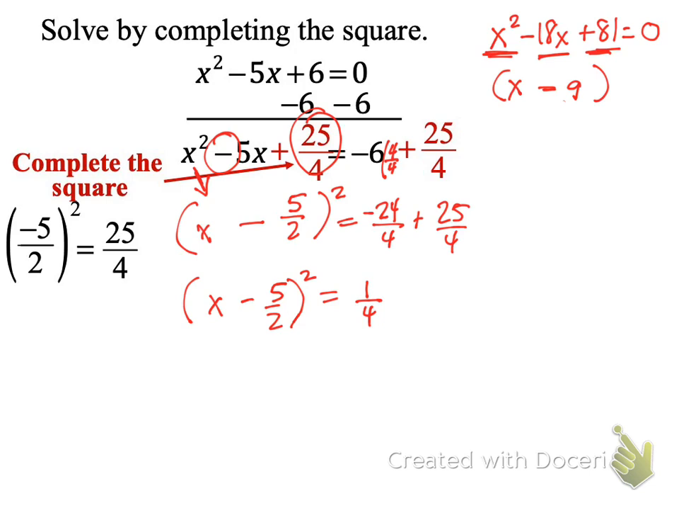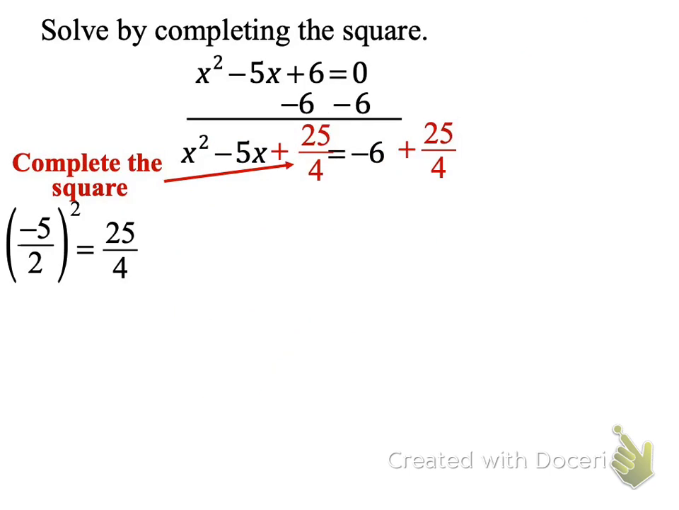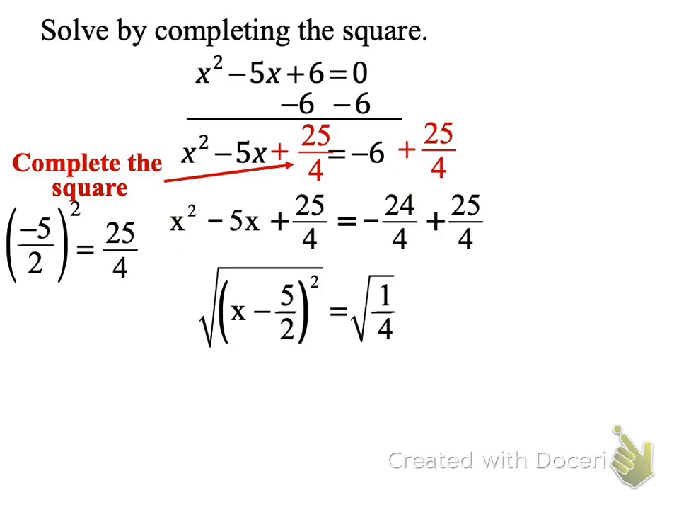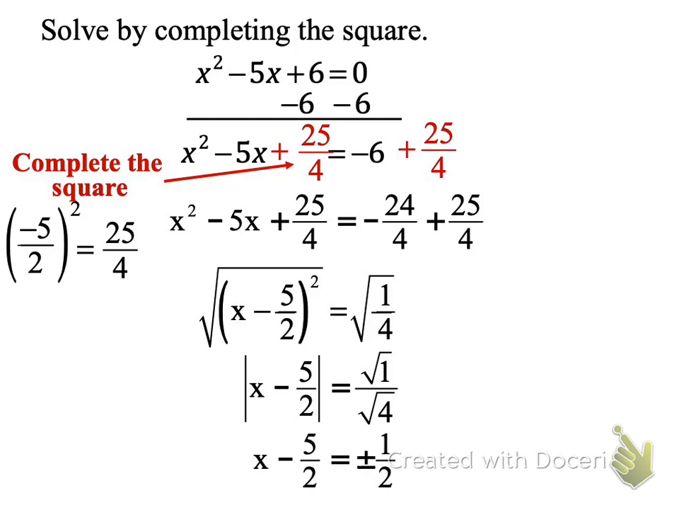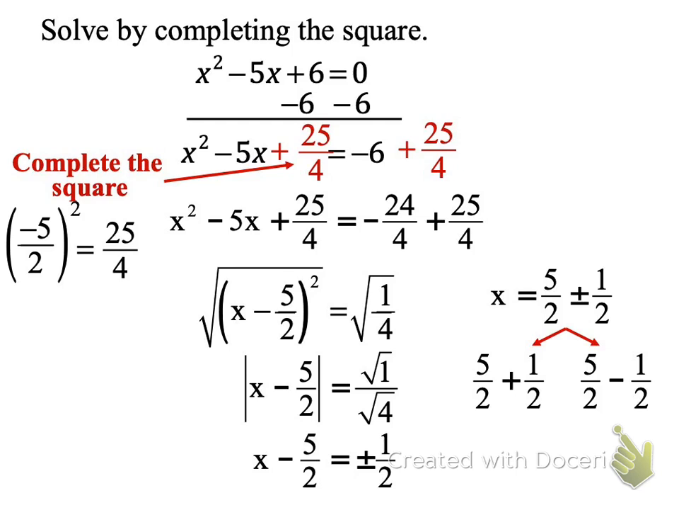Now what do we have to do? We root both sides using our square root method. I get the absolute value of x minus 5 over 2 equals 1 over 2. It's getting easier by the second, right? I'm going to add 5 over 2 to plus or minus 1/2. And I get 6 over 2, which is 3, and 4 over 2, which is 2. Questions?